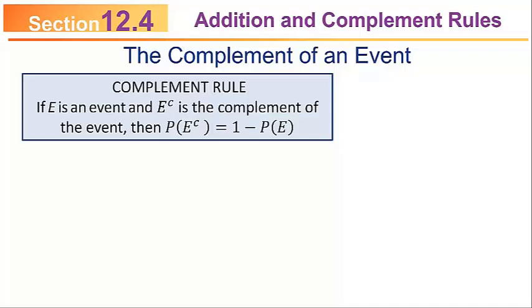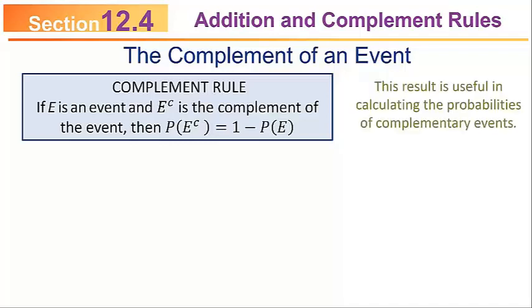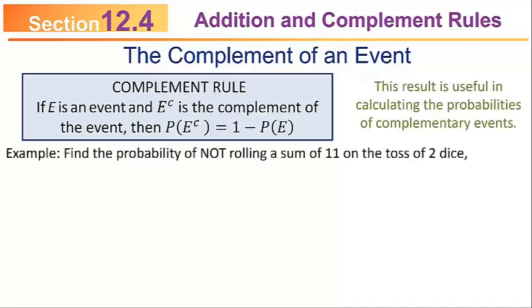But if you can calculate the probability of the event, all you have to do is say 1 minus that probability, and you'll automatically have the probability of the complement of the event. So this is important. It's a very handy tool to have in your toolbox.